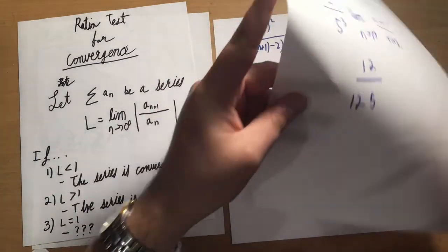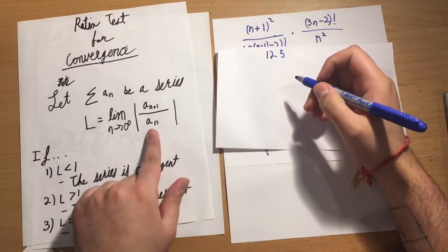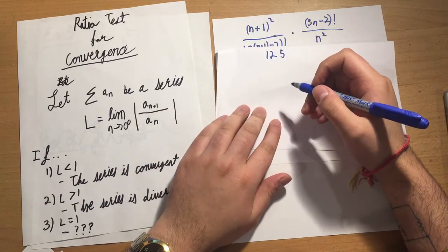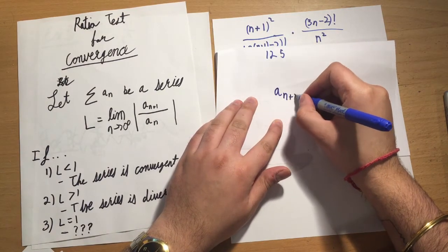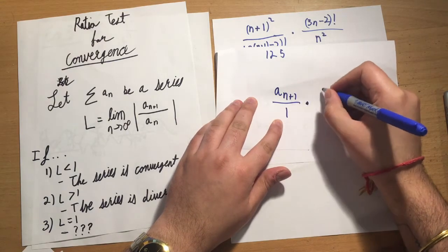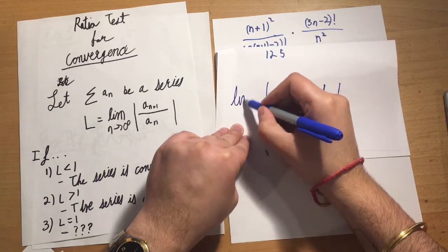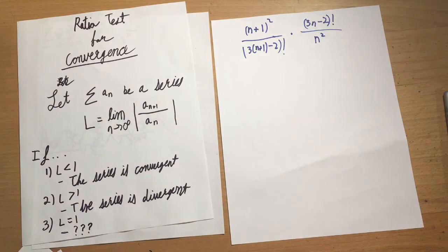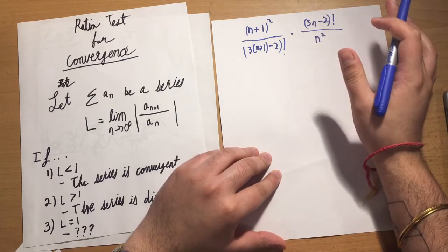You could even think of this rule in a different way. Rather than the limit of the absolute value of a of n plus 1 over a of n, you might find it more comfortable thinking about it as this: a of n plus 1 over 1 multiplied by 1 over a of n. However, whatever is easier for you to think of at that point. So now once we have this written out, we can start trying to eliminate terms.